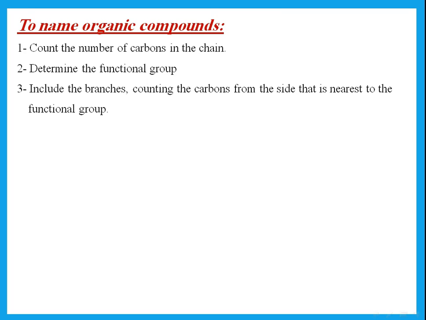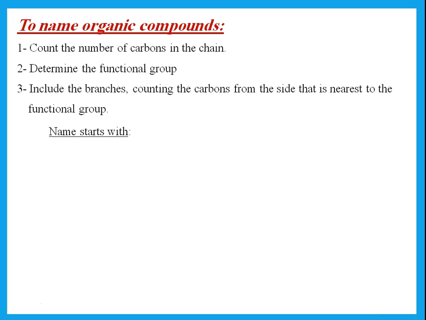Okay, then you will be required to name organic compounds. So in order to name an organic compound, first of all, find out what is the number of carbons in the chain, then determine which functional group we have, and then you include branches counting the carbons from the side that is nearest to the functional group. What does that mean?